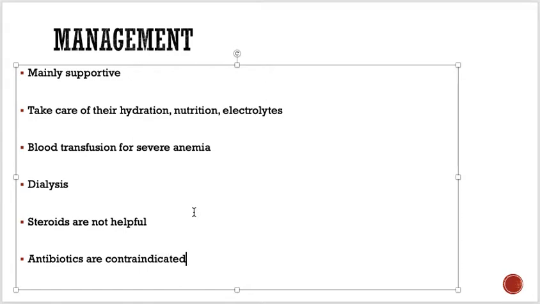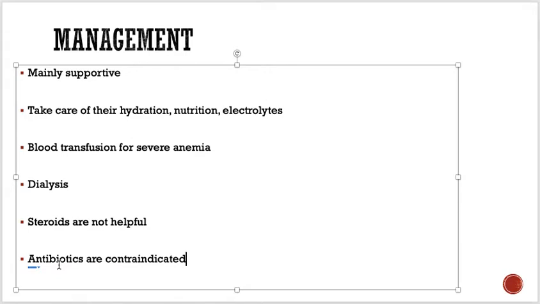Why are antibiotics contraindicated? Because if you give antibiotics to these patients, antibiotics are going to kill more and more bacteria, and when antibiotics kill more and more bacteria, more and more toxin will be released, and simply the condition of the patient will become worse. Okay, so antibiotics can make the clinical status of the patient even worse.